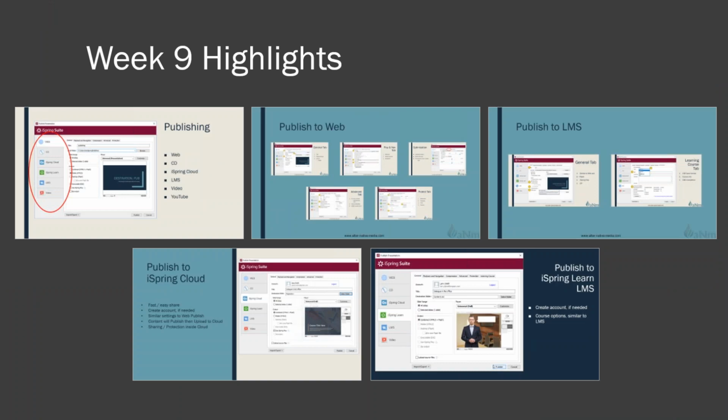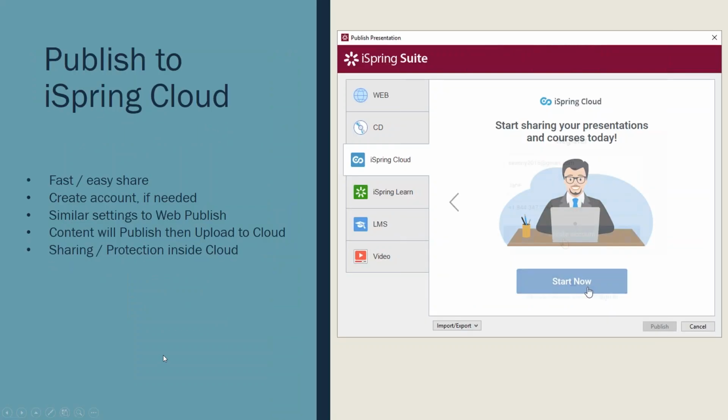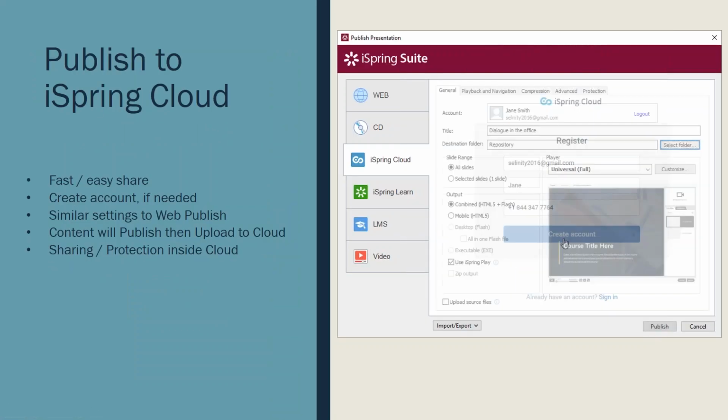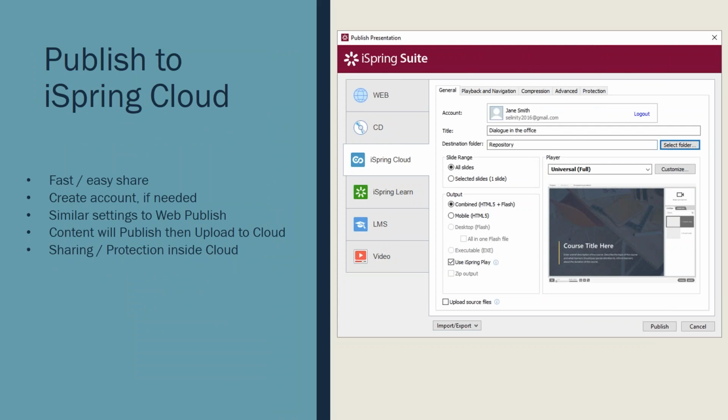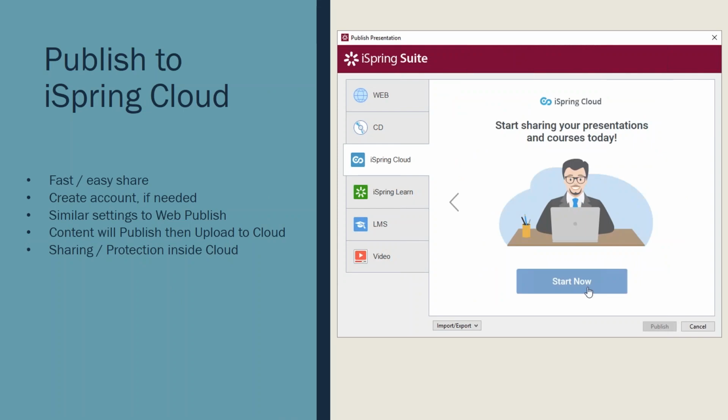We also took an extensive look at publishing to iSpring Cloud, what that includes. It's fast and easy. It's a way to share files. Many of you are familiar with Dropbox or Box. Understand file sharing and understand the need of collaborative methods like this. So I wanted to alert everyone that you can do it from inside iSpring in the publish area.